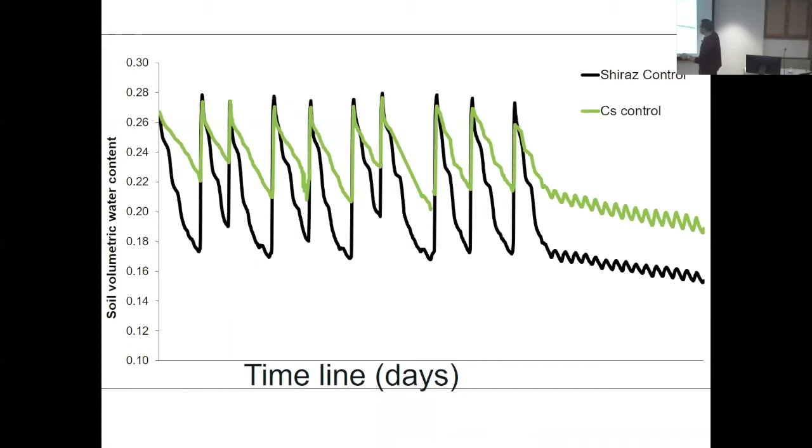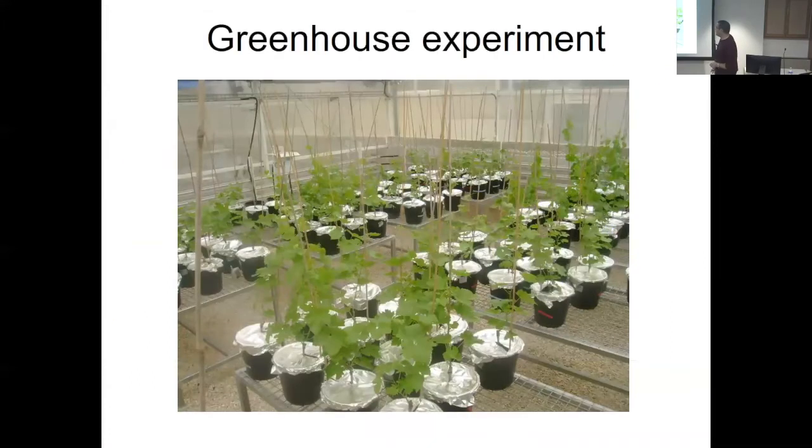See, every 4 days we irrigate, so every 4 days the water comes back to the same level in both of them. Okay? During the 4 days, the Cabernet Sauvignon is slower. Same rootstock. And then at the end of the season, we even stopped irrigating completely. The soil in Cabernet Sauvignon does not go down to there. So there's something different hydraulically between them.